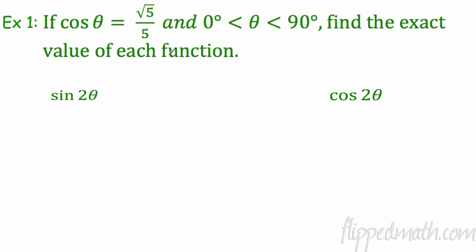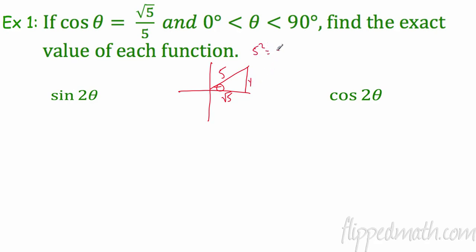So example number 1: if cosine of theta equaled radical 5 over 5, and we're in the first quadrant, find the exact value of each function. So the first thing let's do is draw this reference triangle. This is theta, and we know that cosine of theta is radical 5 over 5. It would certainly be nice if we had this sine value here, so let's find that.